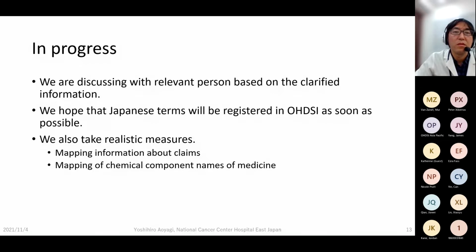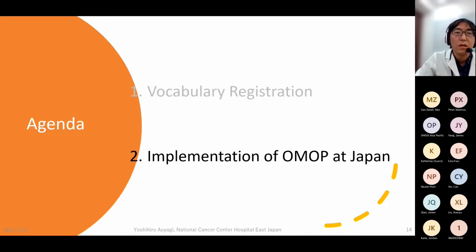We are also taking realistic action, mapping information about claims, and mapping of chemical component names of medicine. This research is led by Professor Hiramatsu and Professor Kimura. So I have told you about vocabulary registration activities in Japan. Next, I move on to the next topic, implementation of OMOP in Japan.